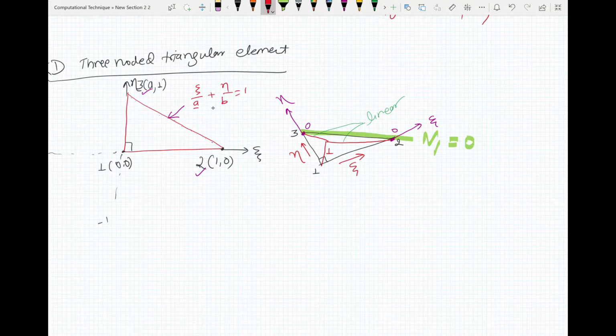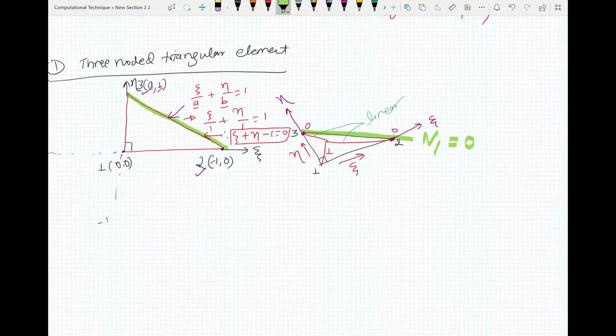Now these are your intercepts, so therefore it will be xi by 1, plus eta by 1, equals 1. Therefore the equation becomes xi plus eta minus 1 equals 0. Now this is the equation for this line here.